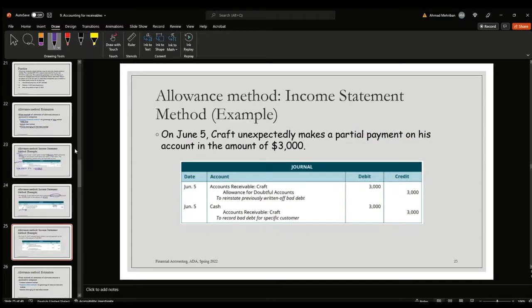And if the same account unexpectedly makes a partial payment on its loan, which is not the full amount but only 3,000, we will reverse part of it. So this part will be reversed. Reverse the entry, and then we will record the payment or remittance of cash of 3,000 only. So this part you should already remember.